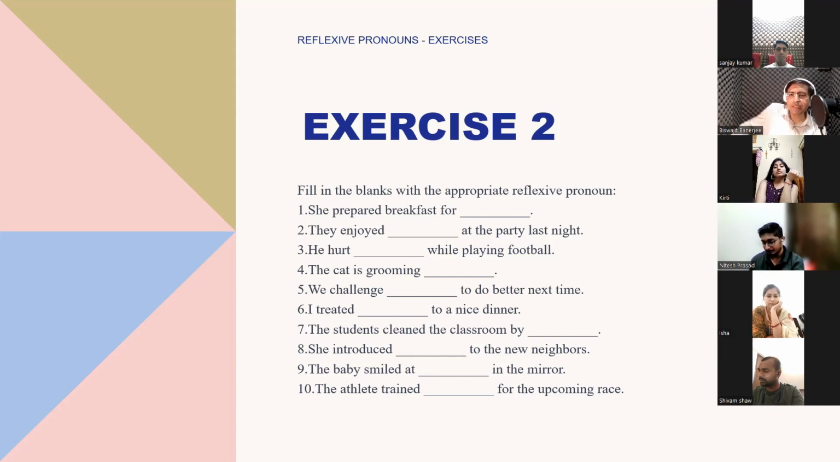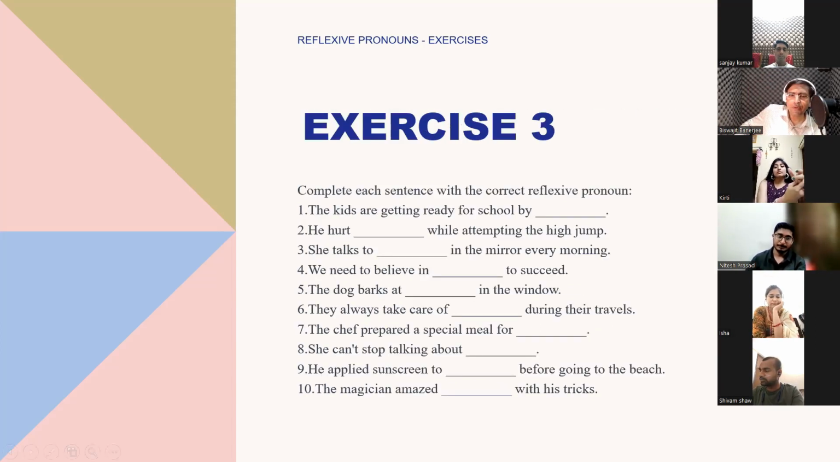Okay, Mohit. Let's move on to exercise number 3. The kids are getting ready for school by dash. The kids are getting ready for school by themselves. Perfect. Well done. Pallavi, he hurt dash while attempting the high jump. He hurt himself while attempting the high jump. Fantastic. Sanjay, she talks to dash in the mirror every morning. She talks to herself in the mirror every morning. Spot on, my dear. Well done.